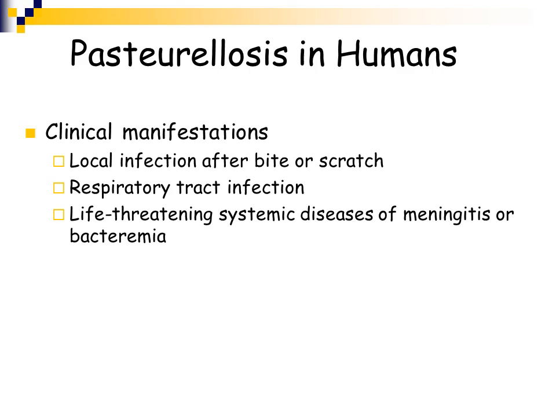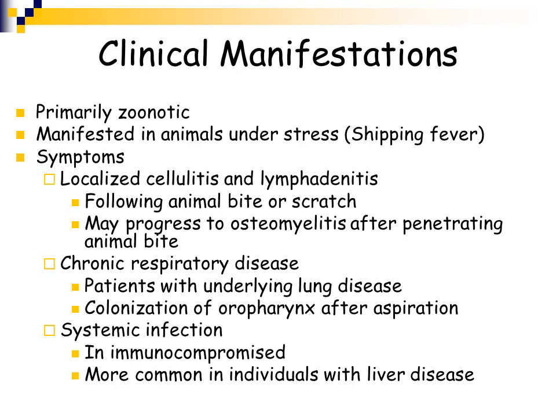Pasteurella multocida normally causes infection after a bite or a scratch, and it can also cause respiratory tract infections as well as life-threatening systemic diseases like meningitis or bacteremia. It is primarily a zoonotic organism. So this organism is normal flora in animals, and animals can become symptomatic when they're under stress, and the organism will start to grow and cause problems, and this is called shipping fever.